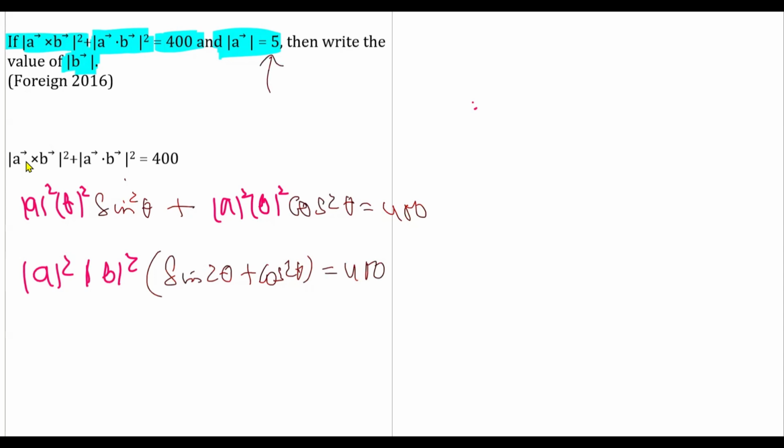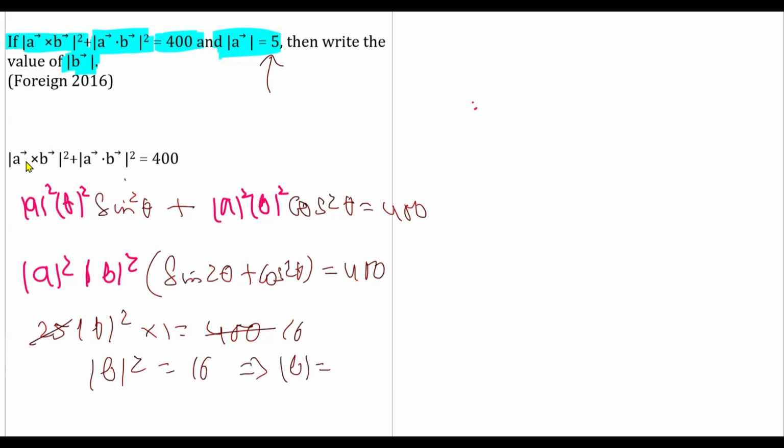Well, we are given the value of A magnitude. So A magnitude whole square will be 5 square, that is 25, multiplied by B magnitude whole square, and sine square plus cos square is 1. That multiplied by 1 is equal to 400. Now if I reduce this by 25, we get B magnitude square as 16. So the value of B magnitude, as the magnitude cannot be negative, we'll simply write 4 and not plus minus 4. So this is how we got the value of B magnitude as 4 here.